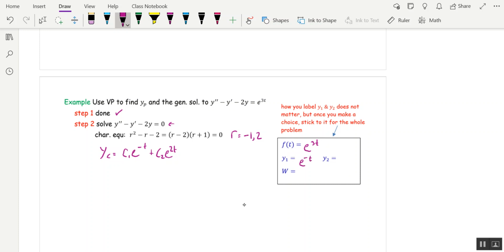y2 is going to be the other one, which for me is going to be e to the 2t. So it doesn't matter how you label these, but once you make your label, you have to stick with that for the whole solution.